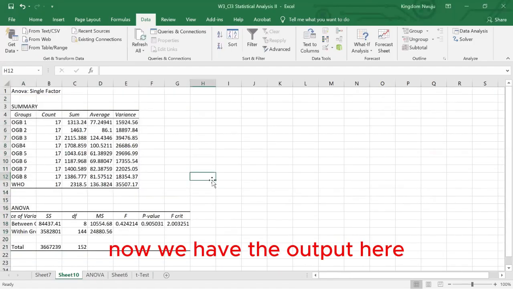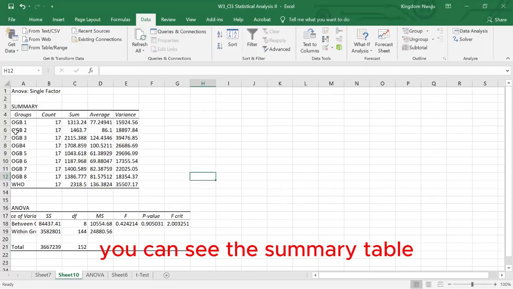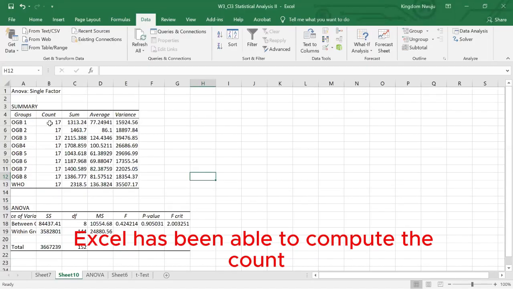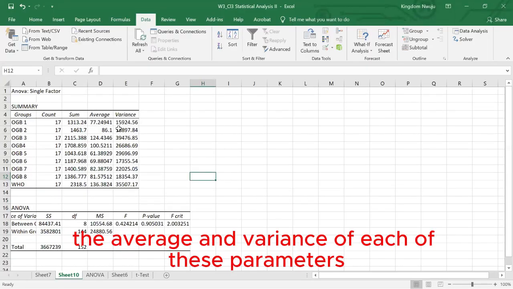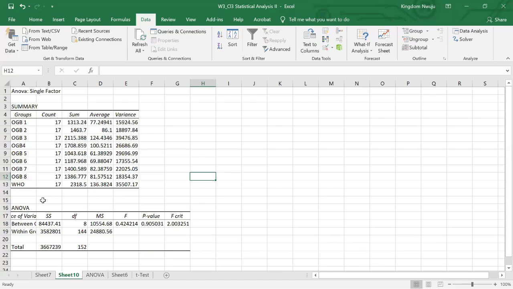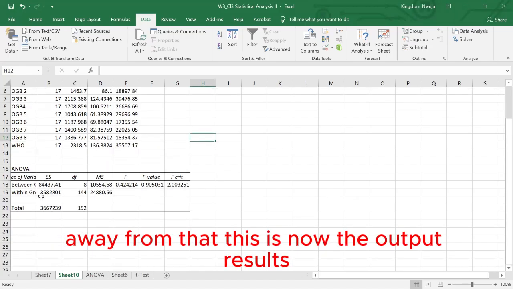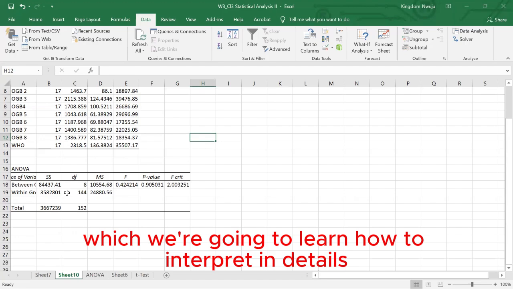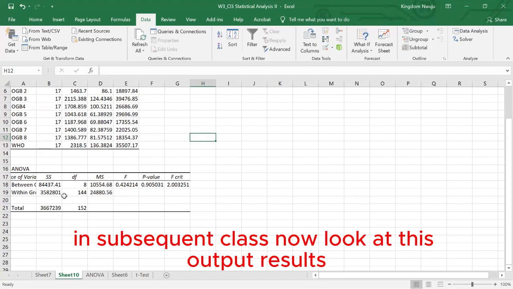Now we have the output here. You can see the summary table. Excel has been able to compute the count, the sum, the average, and variance of each of these parameters. Away from that, this is now the output results, which we're going to learn how to interpret in detail in a subsequent class.